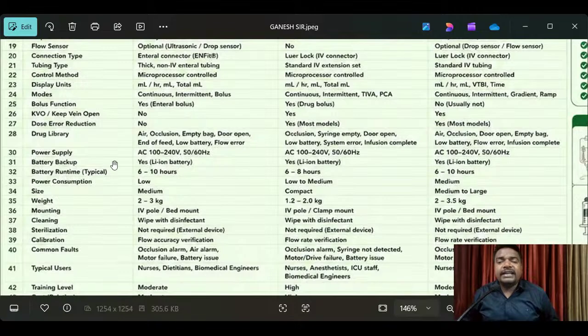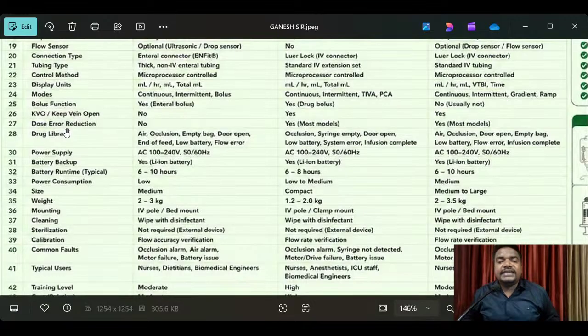Coming to the point, my dear engineers, listen carefully. Keep vein open: the syringe pump and infusion pump, yes, available. Only the feeding pump is not available. I hope you got it very clearly and are listening to my voice. Now let's come to the 27th point.